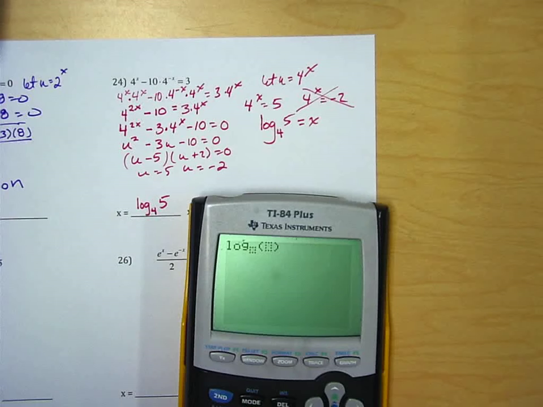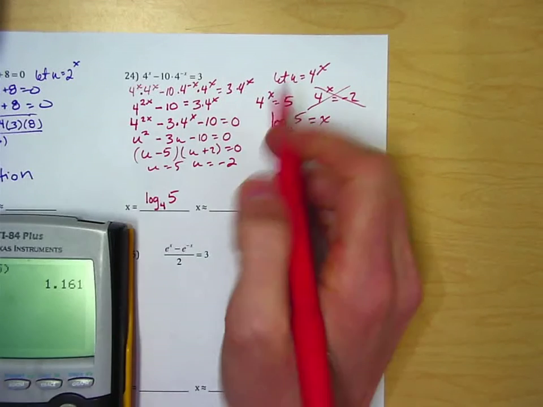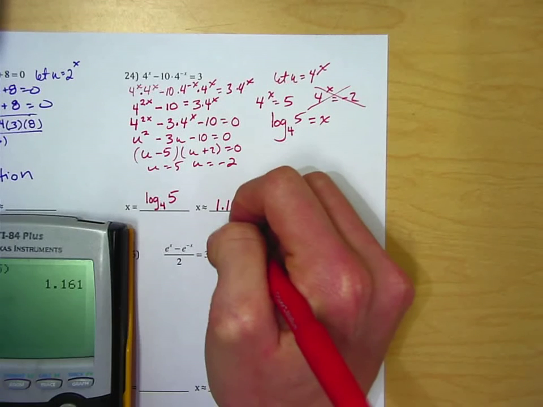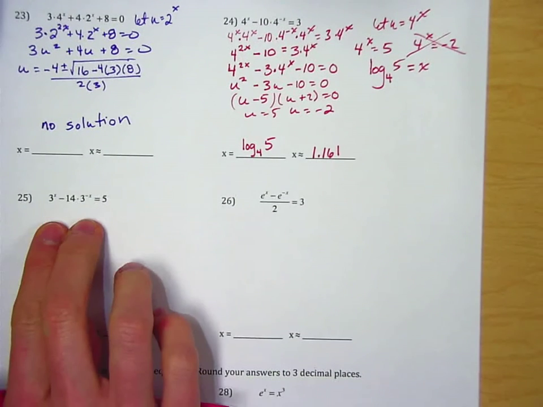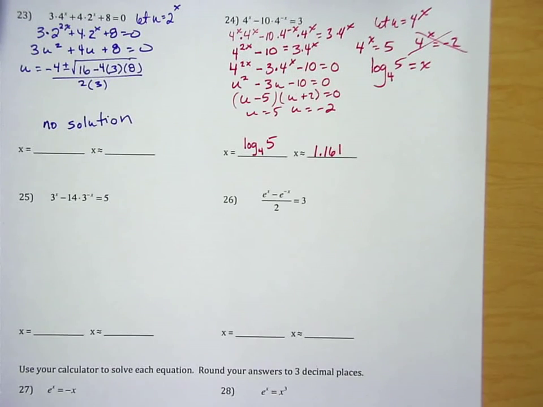So log base 4 of 5. And then we get 1.161. All right, so again, this is very similar to number 24. We're going to solve it the same way.